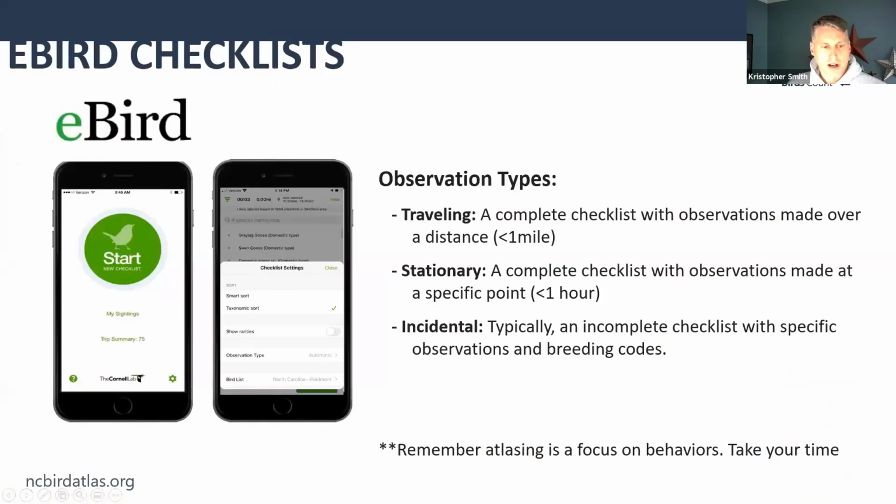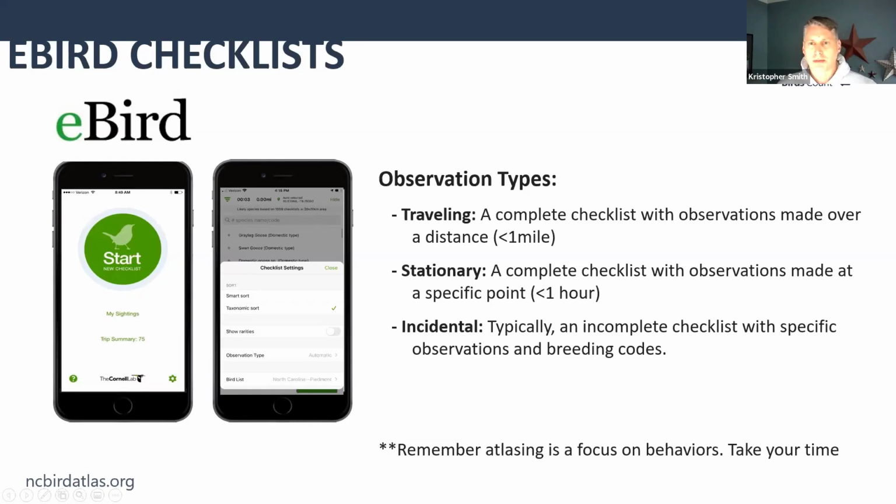One thing that we do want to talk about, as you are submitting all of your data through eBird, there are a couple of observation types, and we've gotten a few questions about which type you should select and how important that is. It is important because it helps us to determine what you are doing in the field. So those 3 observation types are traveling.